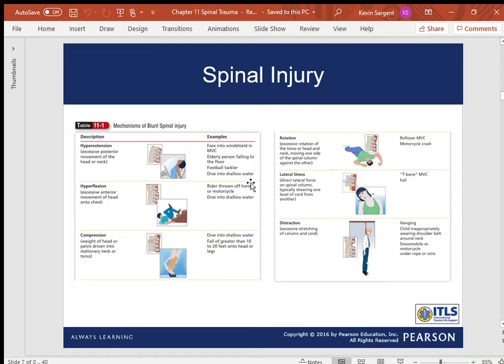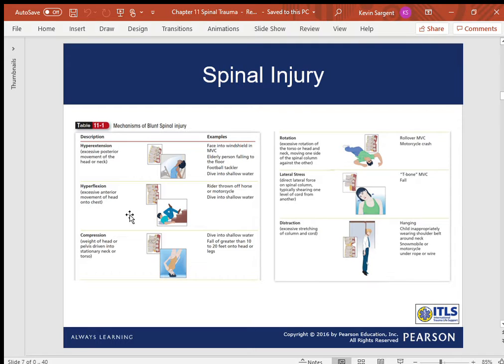So, different types of spinal injuries. Hyperextension means to bend your head back rapidly. Hyperflexion, as we see this gentleman falling down the stairs there, is excessive anterior movement of the head. So chin to the chest is hyperflexion.